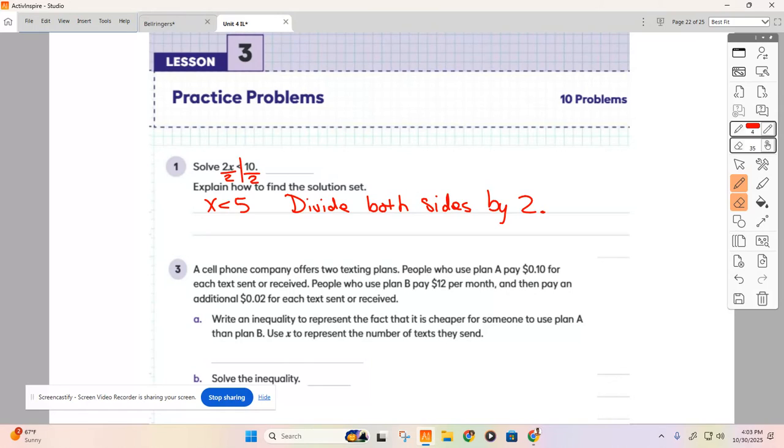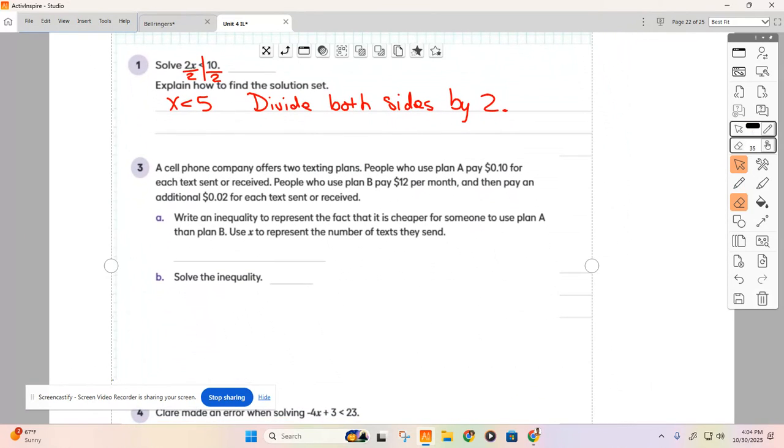All right, in the next problem, I know this is going to seem kind of foreign to y'all, but back in the day, when we first had cell phones, we were allowed to talk on the phone as much as we wanted, but it cost extra for texts. And we actually had to try to calculate what was the best plan for us depending on how many texts we would send. So a cell phone company is offering 2 different texting plans. People who use plan A pay 10 cents for each text they send or receive.